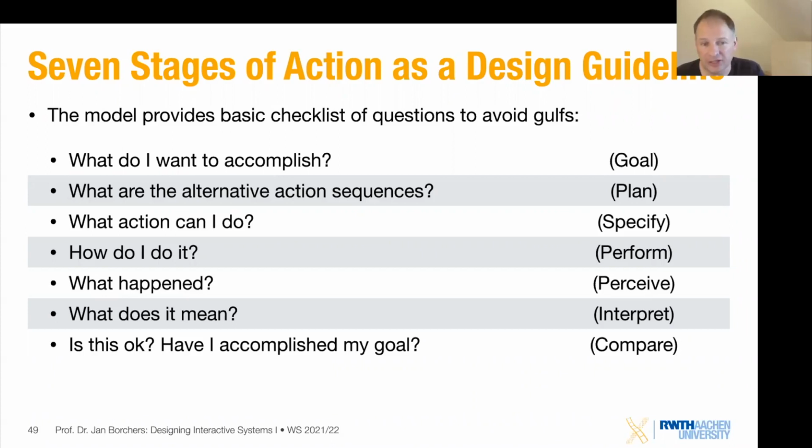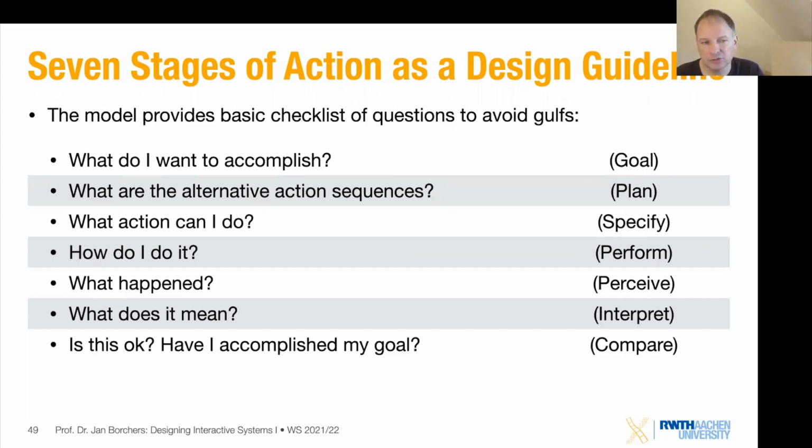What are the alternative action sequences? It helps as a designer to think about maybe not just one way that the user will want to arrive at that goal, but consider that users may formulate different goals based on their background, the context they're in, the details of the goal, what kind of facet they are interested in. So there may be multiple different plans that people come up with. Which ones do you want to support in the interface? Which ones can your interface support?